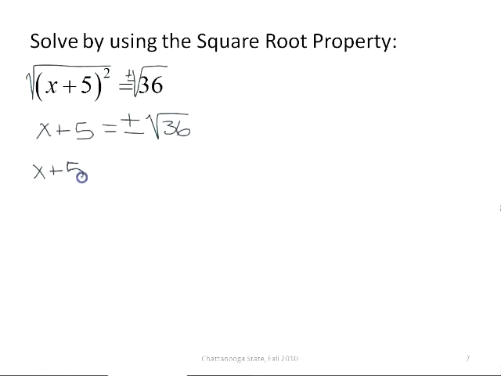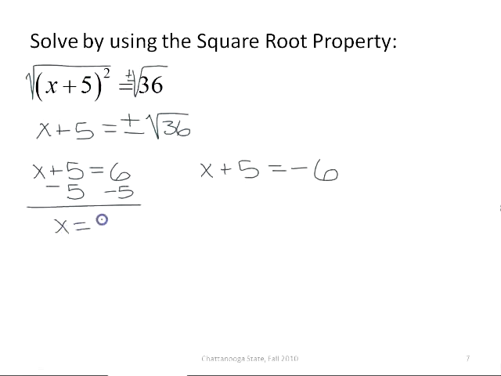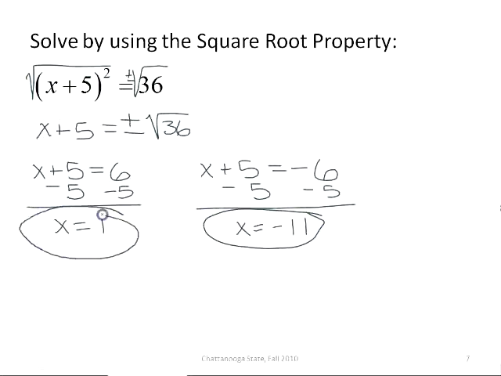So what I really have here is one equation that says x plus 5 equals 6, and one equation that says x plus 5 equals negative 6. Now I've got to solve each of these equations. Subtract the 5 for the first one to get x equals 1. I subtract the 5 for the second equation, and I get x equals negative 11. So my solutions here are 1 and negative 11.